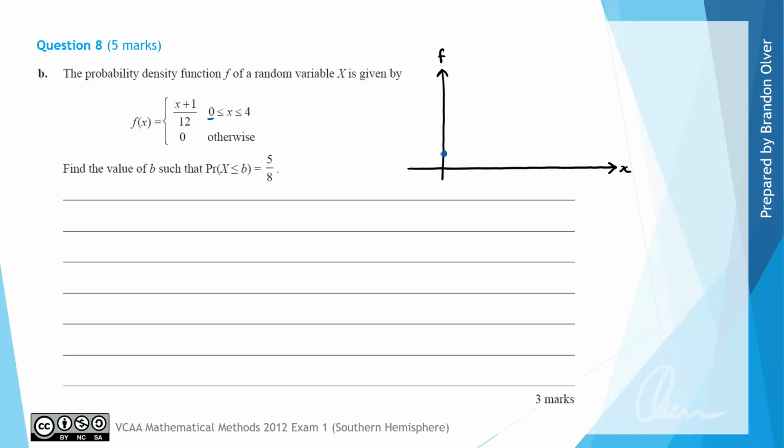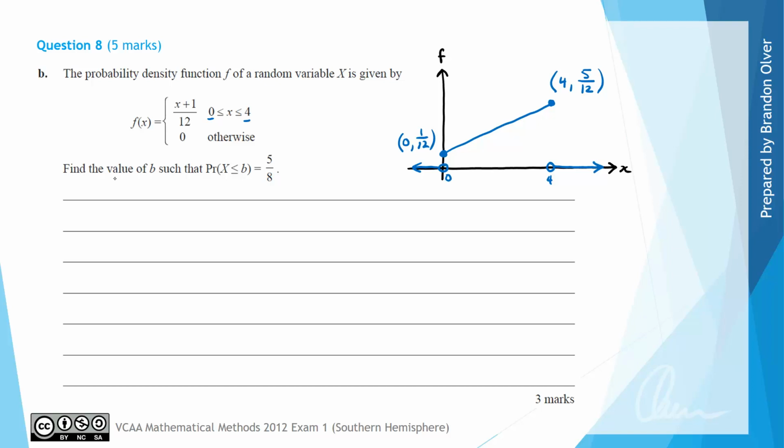So at this point here, we have the point (0, 1/12), and it's a straight line with a positive gradient. Now if we substitute 4 in, we get 5/12 as the y value, so this would be the point (4, 5/12). And then it would be 0 otherwise, so we'd have these regions on the graph as well, at 4 and at 0.